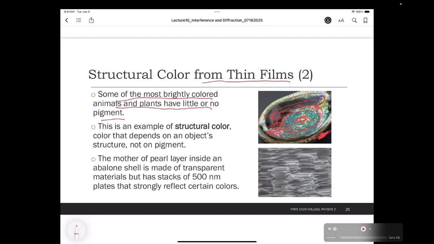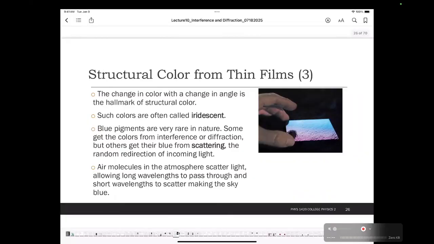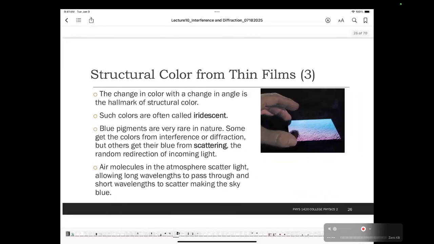Like you can see here, this is the mother-of-pearl layer inside an abalone shell. It's made of transparent materials, but has a stack of 500 nanometer planes that strongly reflect certain colors. You can see here, it will strongly reflect certain colors. So when you wear a pearl necklace, sometimes in the sunshine it will give you a beautiful color. Does it make sense to you? Okay, let's continue. The change in color with the change in angle.